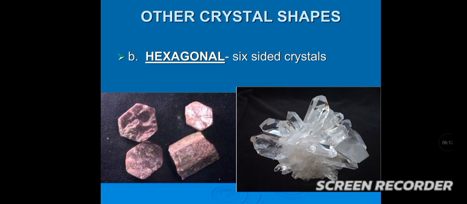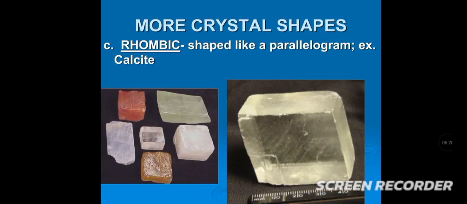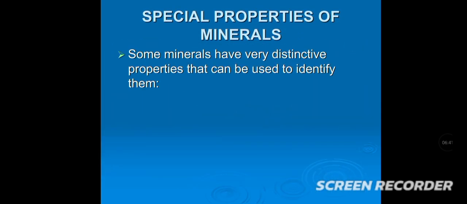Hexagonal: if a mineral has 6 faces, then the mineral can be identified as hexagonal. Suppose quartz, corundum, it exhibits hexagonal shape in pattern. There are more crystal shapes also, that is rhombic, shaped like a parallelogram, or rhombohedral. Calcite shows rhombohedral shape. So shape can also be a distinctive identifying property of a mineral.